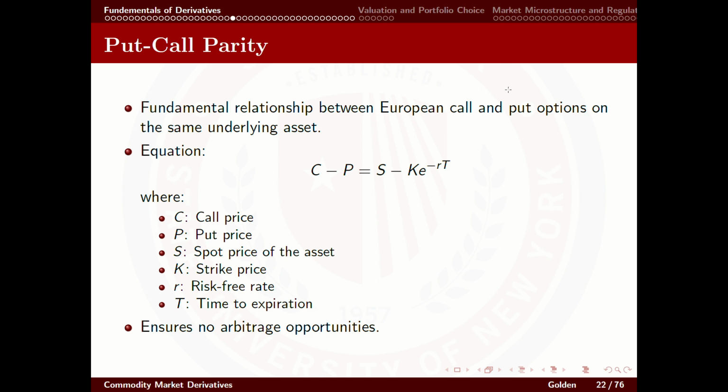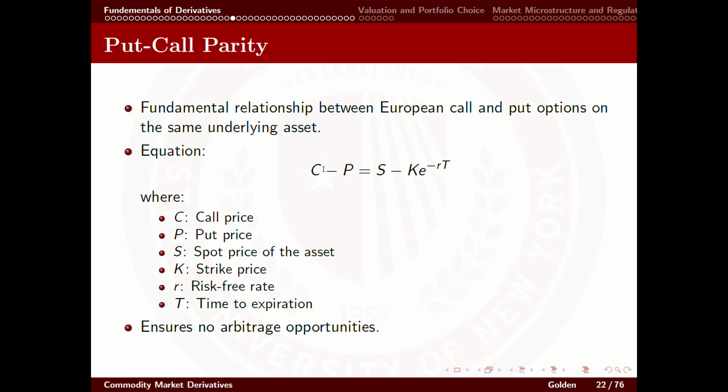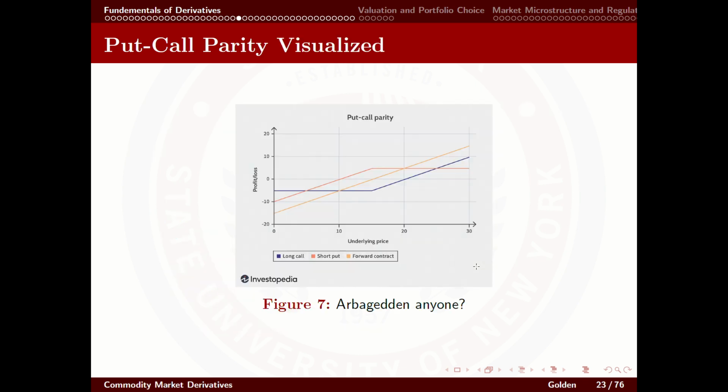So there's a fundamental relationship between a European call and put option. A European call option is a specific type of call option, the one we normally think about, on the same underlying asset. So the call price minus the put price, the price at which you have the right to buy minus the price at which you have the right to sell, is equal to the spot price of the asset minus the strike price times e raised to the risk-free rate times the time to expiration. And this put-call parity helps ensure the option is correctly priced, to ensure no arbitrage opportunities.